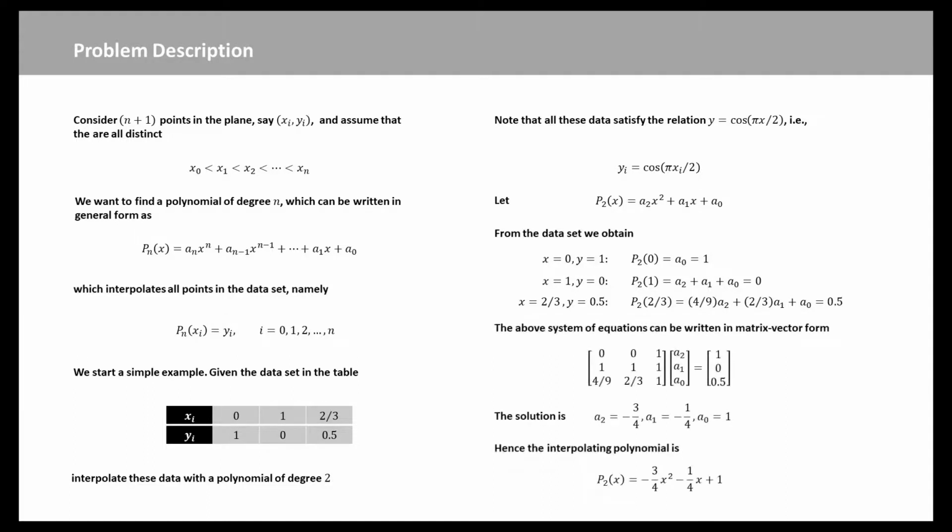The above system of equations can be written in matrix-vector form. This method is originally due to Vandermonde, and the coefficient matrix is thus called a Vandermonde matrix. We can solve this system, and this is the result that we will have. So a2 will be negative 3 over 4, a1 is negative 1 over 4, a0 is 1. Putting these coefficients back, we can write out the interpolation polynomial P2.